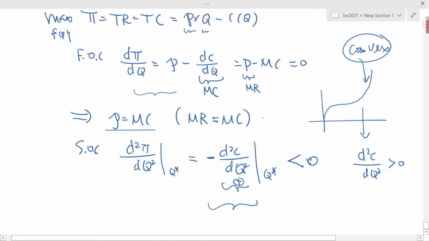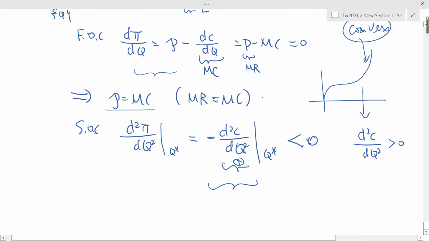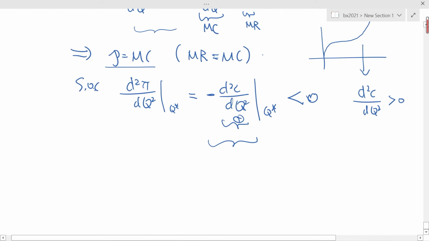All right. So the golden rule here is to choose the quantity so that MR equals MC, marginal revenue equals marginal cost, if we want to find out what output we should produce so that we can maximize our profit. So that's profit maximizing analysis.